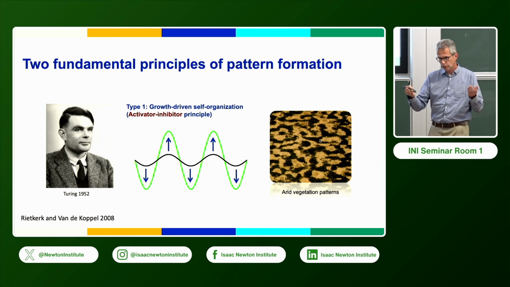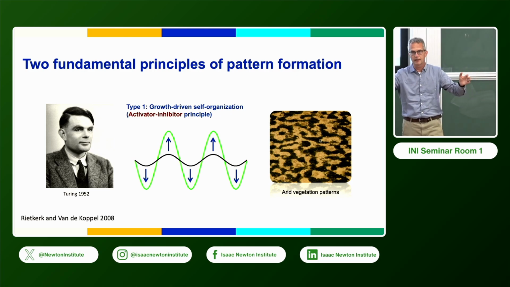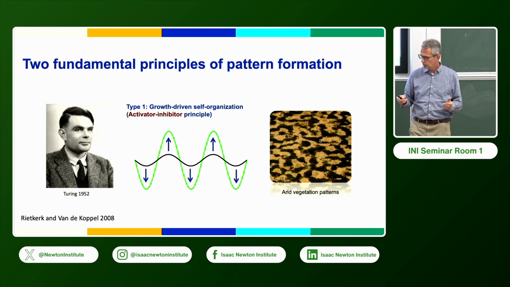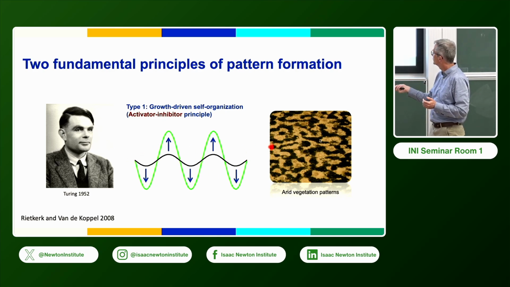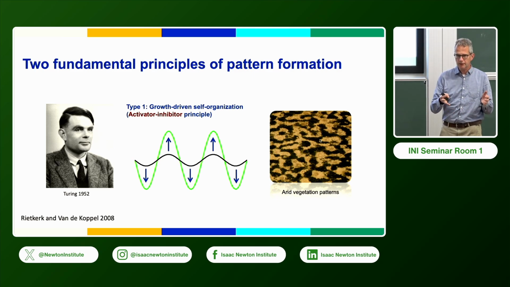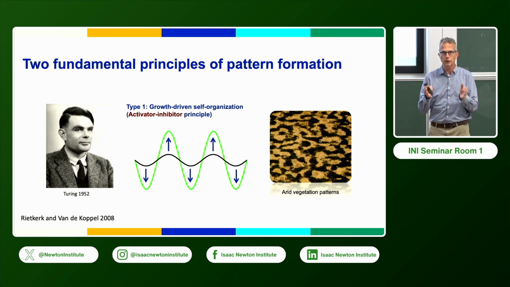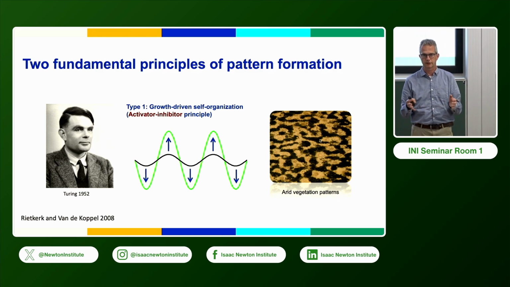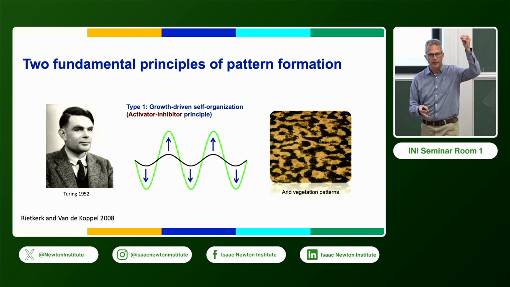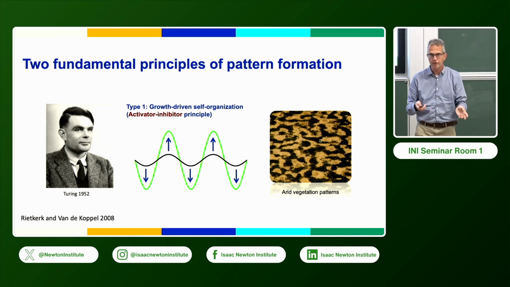So you have short-range facilitation and long-range inhibition by the depletion of the water, and that leads to a situation where a small perturbation with a certain wavelength gets amplified because there's more growth in there, and creates a pattern. This is very much a growth-driven pattern formation. You have more growth here, less growth there. The substance causing that is rainfall, which goes through the system as a flux.